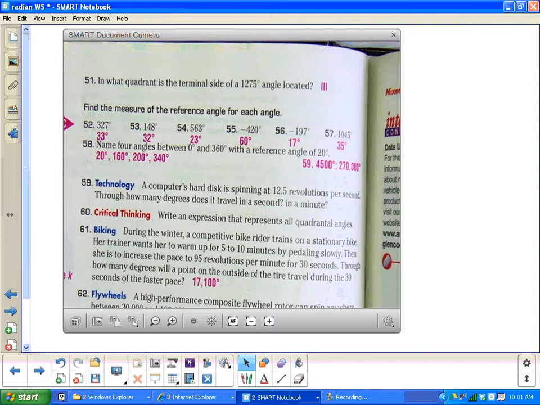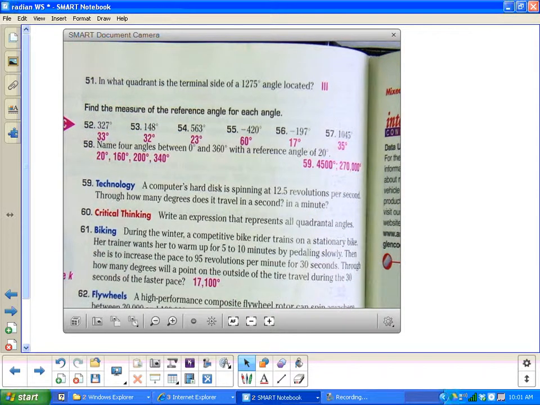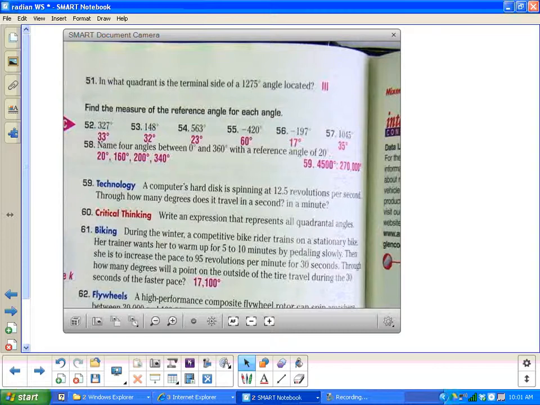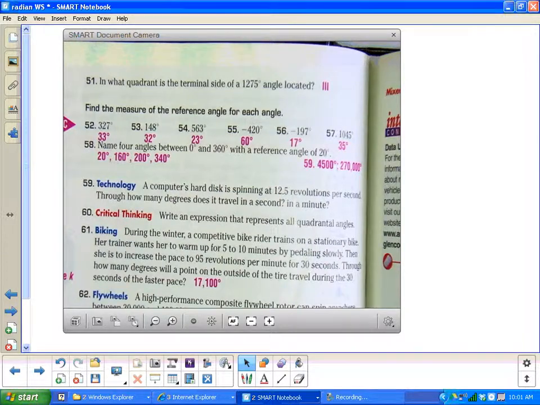Then the answer would be whatever the coterminal angle is. You would find the coterminal angle. You mean do one like that? Number 54 is like that. You want me to do number 54? Okay. All right, let's look at it.